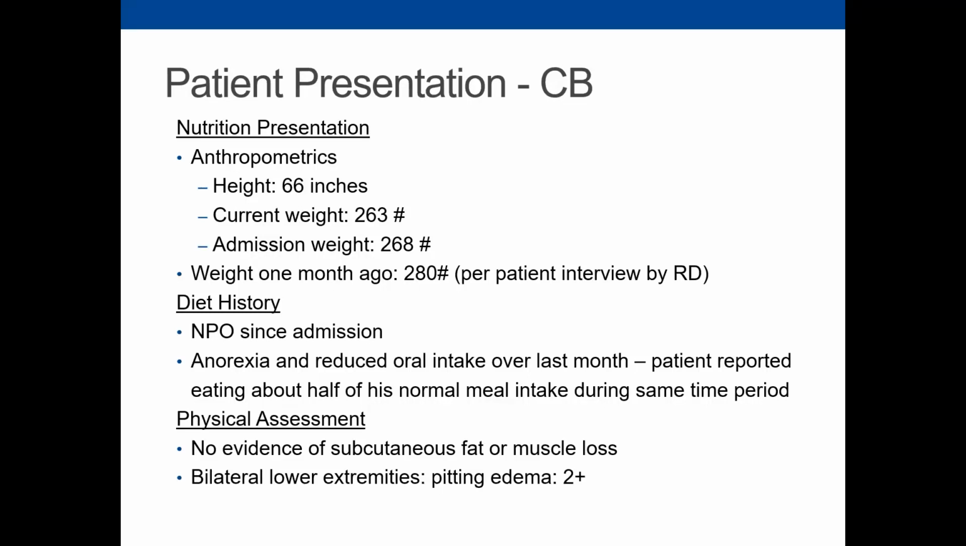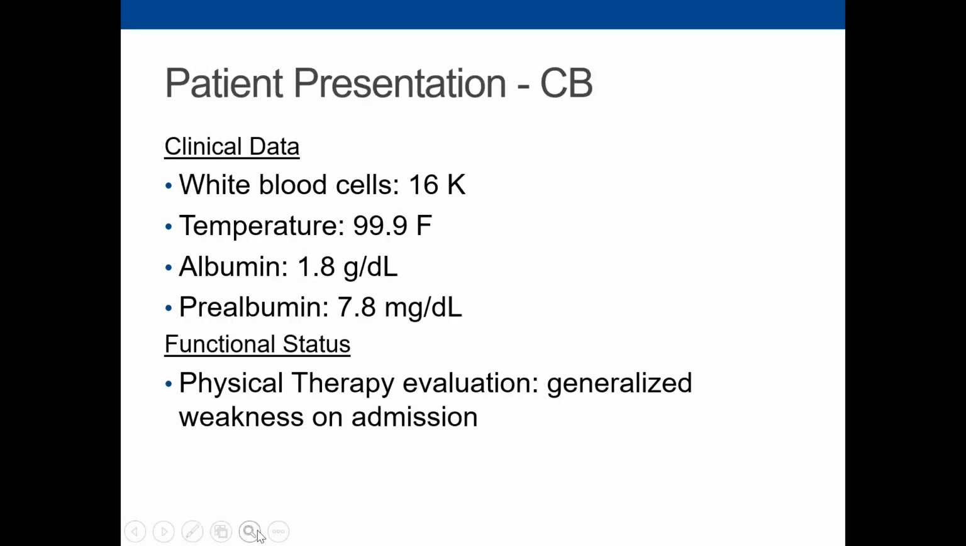He had been experiencing a reduced oral intake and anorexia over the last month, and he reported that he was eating about half of his normal meal during that month-long period of time. The dietitian noted in her physical assessment that there was no evidence of any subcutaneous fat or muscle loss. He was demonstrating 2+ pitting edema in his bilateral lower extremities. From a clinical perspective, he was demonstrating some pretty significant leukocytosis. He had a mild temperature elevation. His albumin was low. His prealbumin was low.